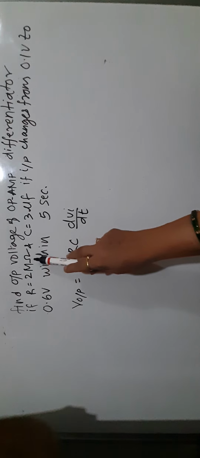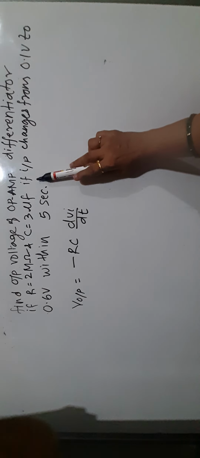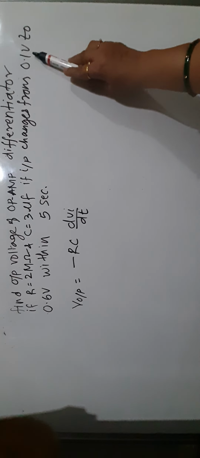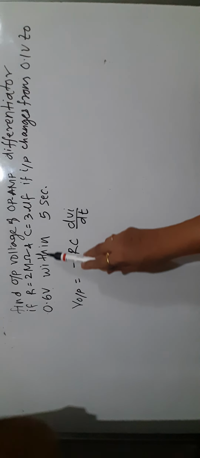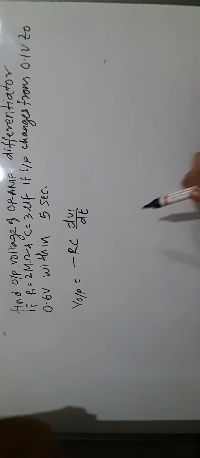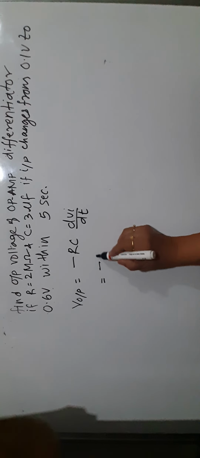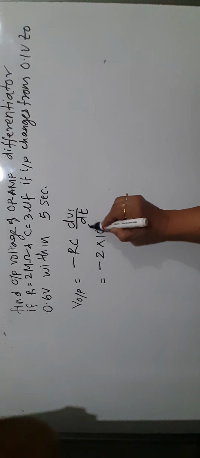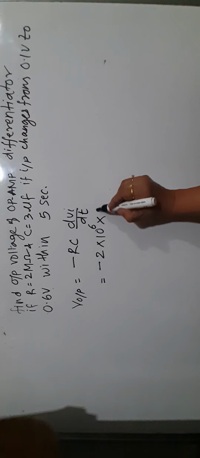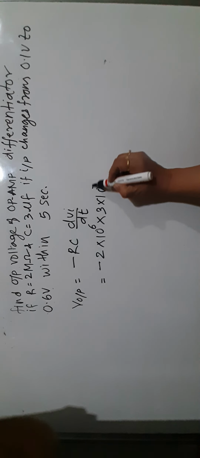Now let's see the next numerical on the differentiator. Find the output voltage of an op-amp differentiator, if R equal to 2 mega ohm, C equal to 3 microfarad, and the input changes from 0.1 volt to 0.6 volt within 5 seconds. Now R and C, let's substitute the values. R is 2 mega ohm, so minus of 2 into 10 raised to 6, and 3 microfarad, so 3 into 10 raised to minus 6.